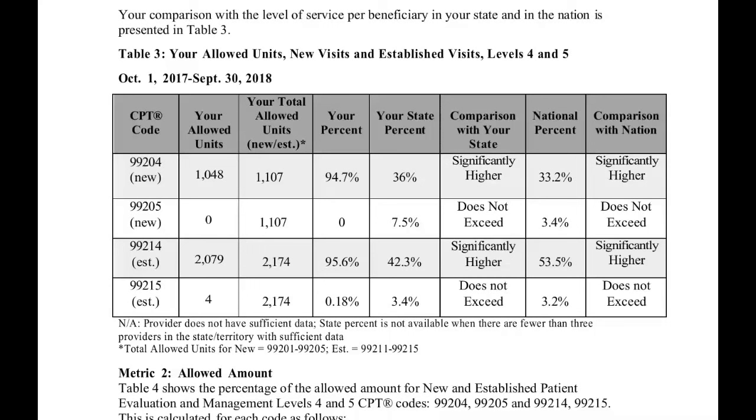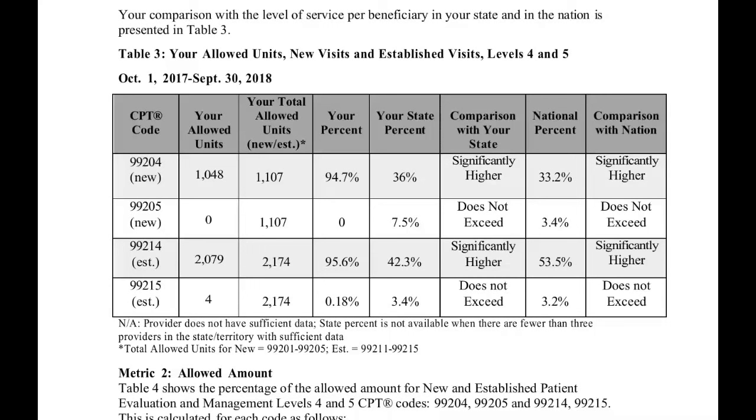The allowed units are listed there, and as compared to the total units for established patient visits, this provider submitted 99214, 95.6% of the time out of all those established patient visits. So their state percentage, as a comparison, was 42.3%. The national percent was 53%. So again, they are significantly higher as compared to state and national for those calculations.